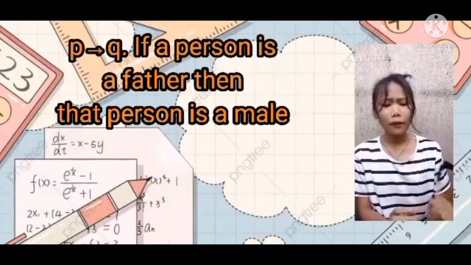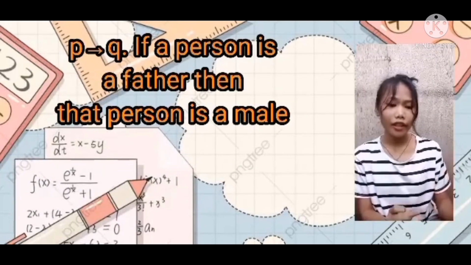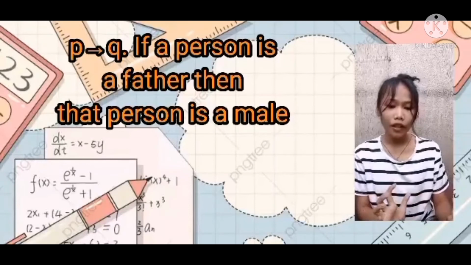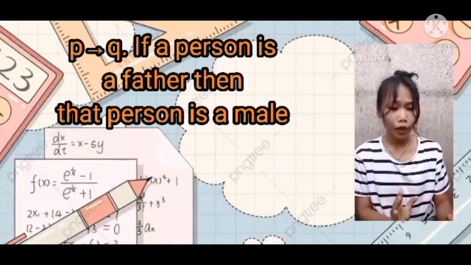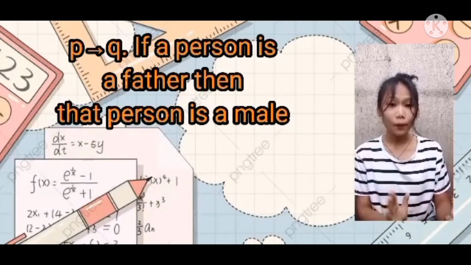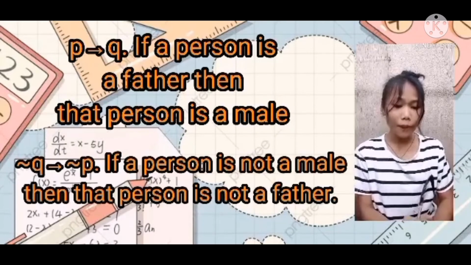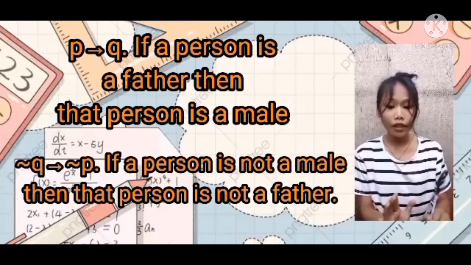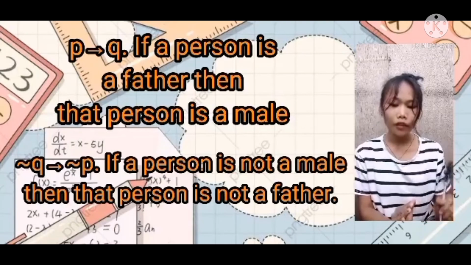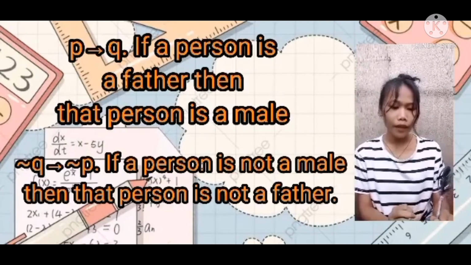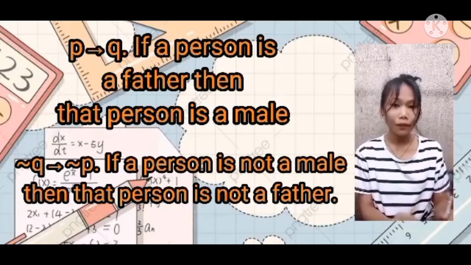A. If a person is a father, then that person is a male. So the symbolic form of this is P then Q. B. If a person is not a male, then that person is not a father. So we can write it in symbolic form as not Q, then not P.